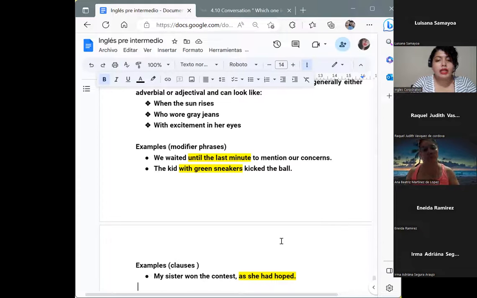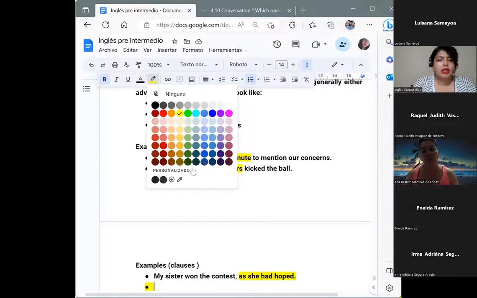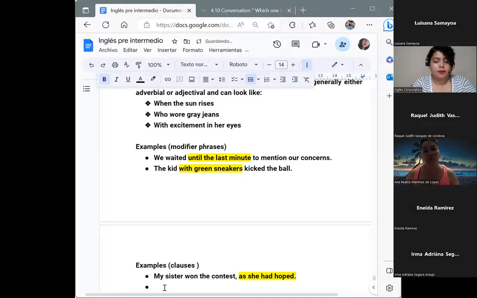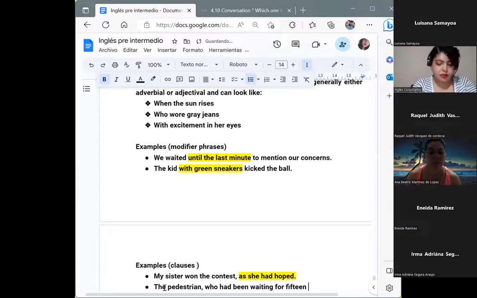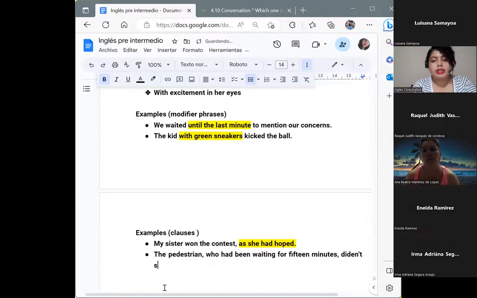En este solo vamos a agregar lo que es el sujeto y luego le ponemos la coma. But let me take this one out. Okay. The pedestrian who had been waiting for 15 minutes didn't step aside. Okay, aquí marcamos nuestra oración.